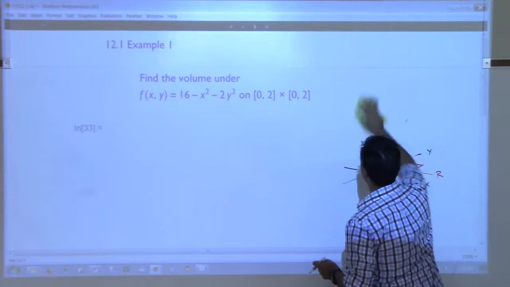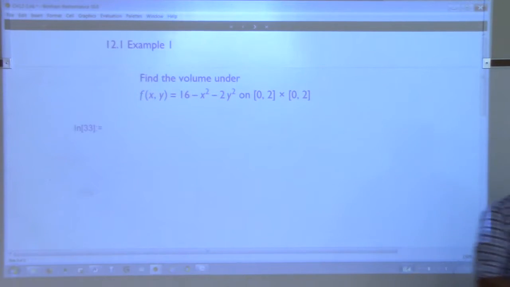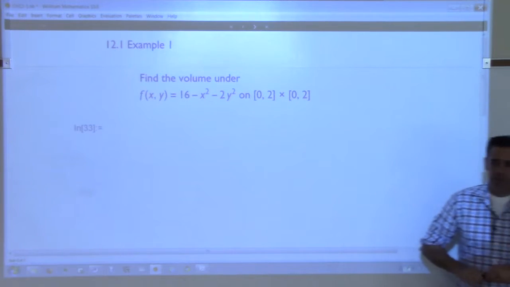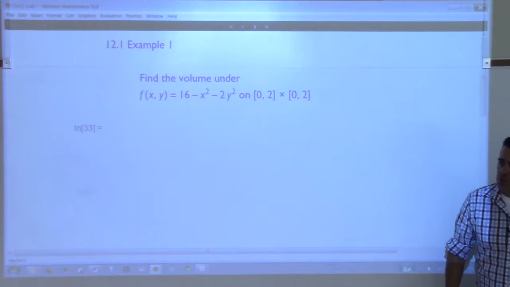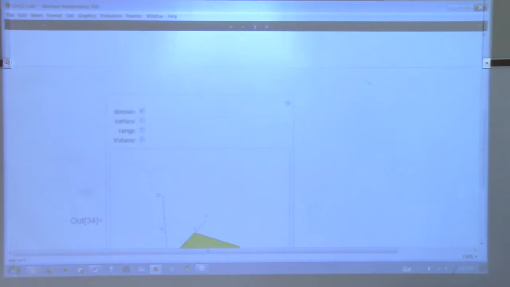So here we go. Let's find the volume underneath this surface on the interval 0,2 cross 0,2. Would you like to look at it first before we do it? See what it is we're doing visually first? No? Something like, nah, I don't need to see it. Okay, here it is. So first of all, this is the interval on the ground. That is what we're integrating over.